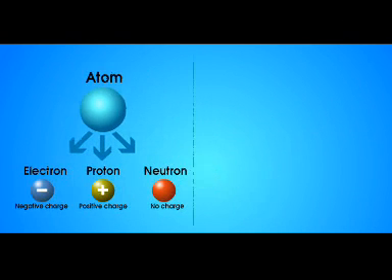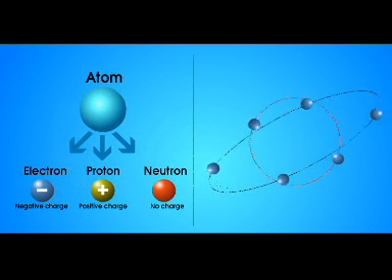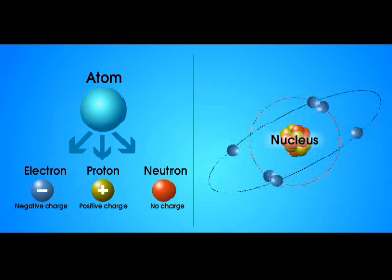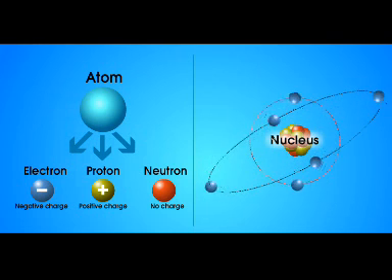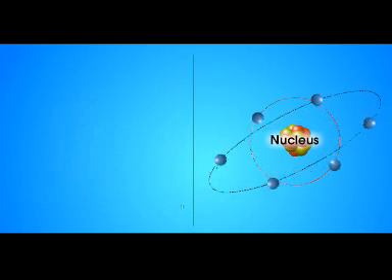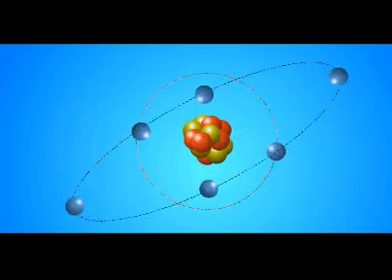Inside an atom, electrons orbit around a small central nucleus. The nucleus contains the protons and the neutrons. Wait a sec. Do you think that an atom as a whole is also charged? No. Most of the time, an atom is neutral.